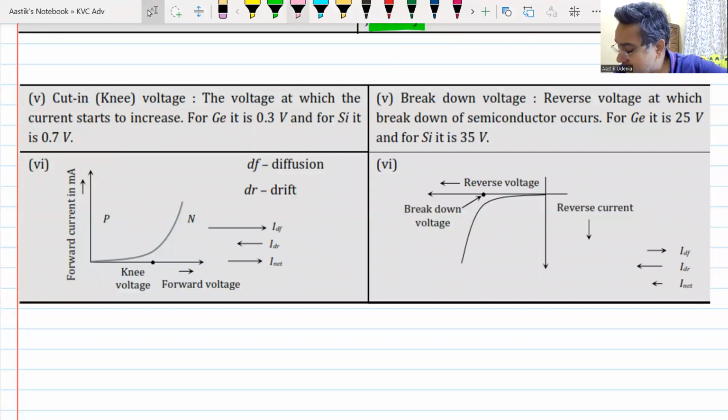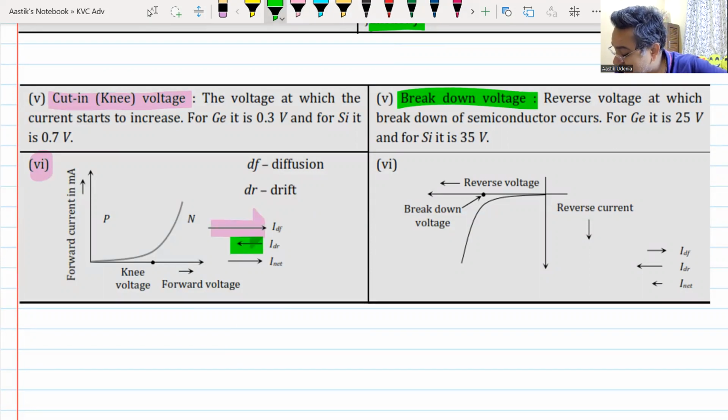The next 2 points we have also discussed. We have a cut-in or the knee voltage. We have a breakdown voltage here. These are the characteristics, the reverse, the forward characteristic. You can see the diffusion current is on this side, the drift current is on this side, the net current will be on this side. It will be a good current.